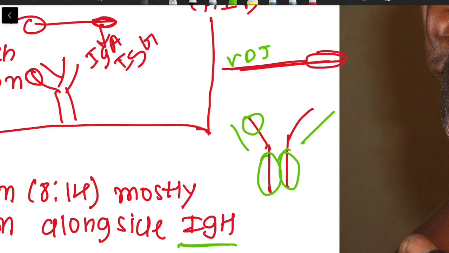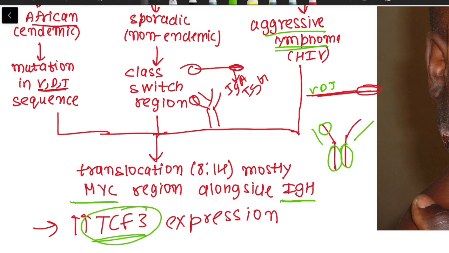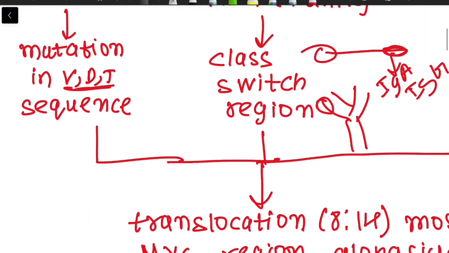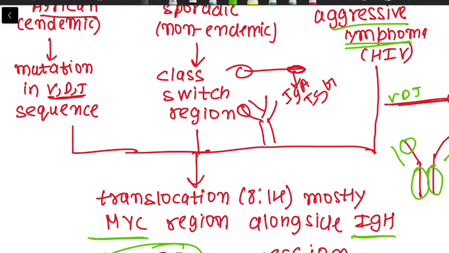So sometimes mutations occur, and that leads to some unwanted changes or the malignant proliferation we see. So in some cases the translocation was 8;14, but the mutation involved the VDJ sequence, and in some cases the mutations involved the class switch region.